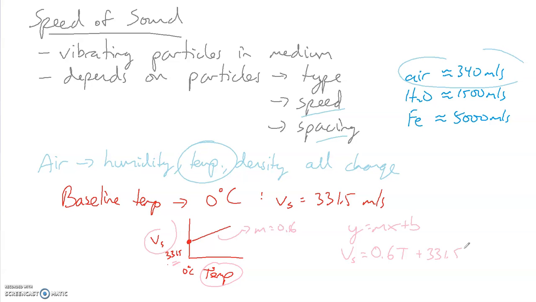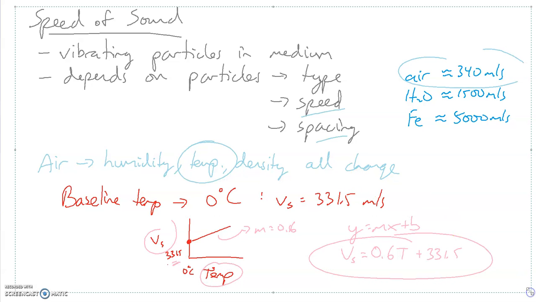Even if you take room temperature of around 20 degrees, 20 times 0.6 will give you 12. And the 12 plus the 331.5, you're looking around 343 and change. So around 340, which is about how fast sound travels at room temperature. Okay, so we can use this really simple expression to calculate the speed of sound at any temperature that we want. So let's look at a couple simple examples using this and see what we can come up with.